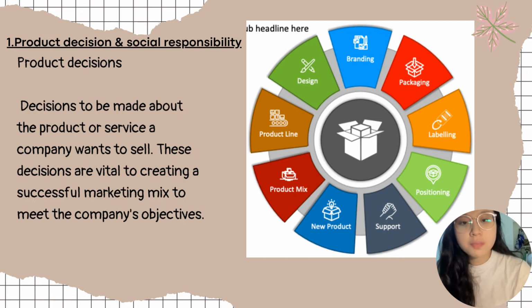Let's move to the next part, product decisions and social responsibility. First, we have to understand product decisions, which means decisions to be made about the products or services a company wants to sell. The decisions are vital to creating a successful marketing mix to meet the company objectives. Before we discuss the technical aspects of product decisions, let's look at some examples of the types of decisions marketers might make.